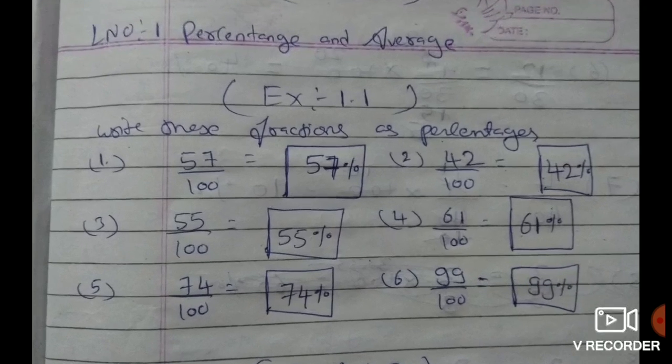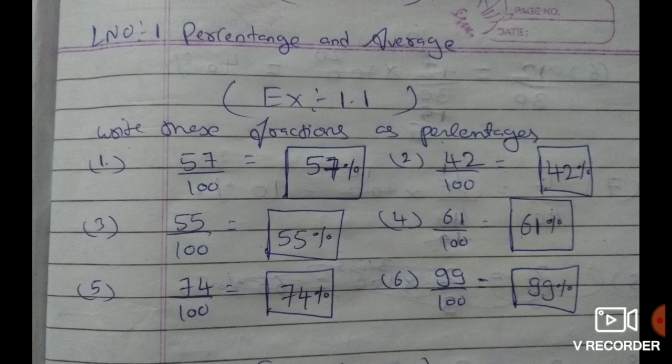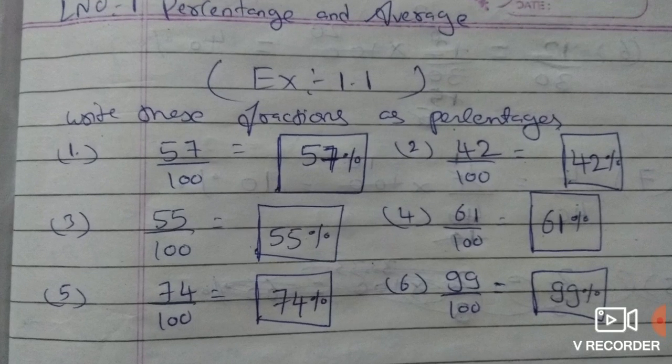See, the fraction is given, 75 upon 100. Numerator and denominator values are given. So here we convert the fraction into percentage. So 75 upon 100 equals 75%. Here we divide, so we will get the percentage.